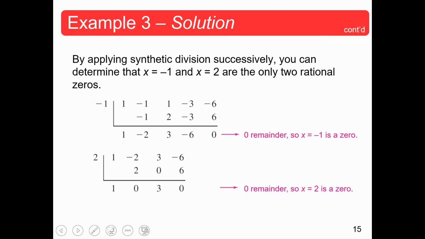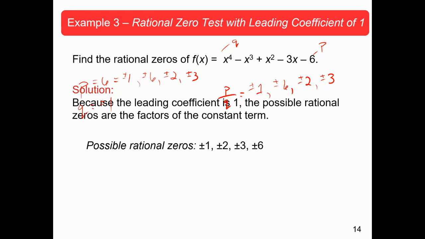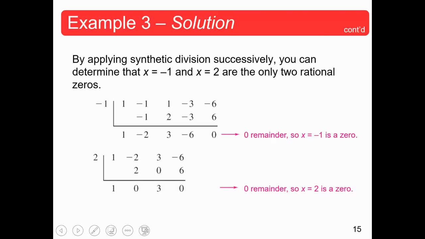By applying synthetic division, I can actually determine which ones are my zeros. I could take the -1. So let's go back for a second. Notice that I have 4 plus or minus, so I actually have 8 possible zeros. So I could have a positive or a -1, a positive or -6, and so on.